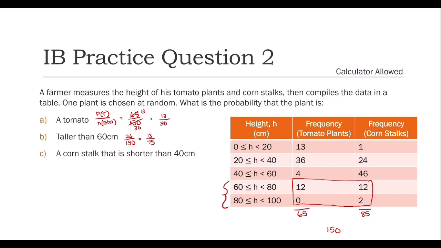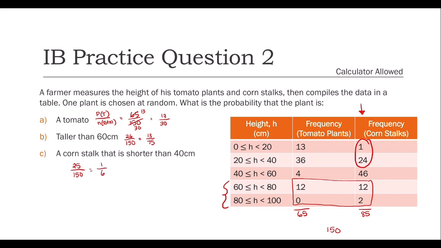Finally, it says, what's the probability that the plant is a corn stalk that is shorter than 40 centimeters? So it has to be a corn stalk, so it has to be in the third column. And it has to be shorter than 40 centimeters. So that would be these two numbers. So it's going to be 25 out of our total 150. So that would be 1 out of 6.